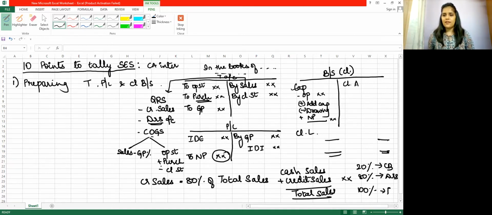I've already discussed capital. That will be your point number 1. So I'm just summarizing. Point number 1 says you have to prepare trading, P&L and balance sheet closing, which will be your main answer. So this has to be presented very neatly. Okay. Coming to the second pointer.